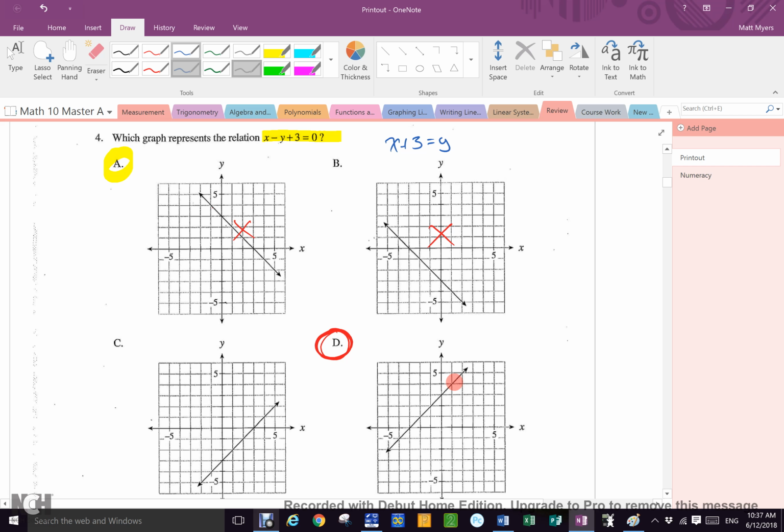X's and y's. What if I pick that point right there? What is that point? That is (1, 4), correct? The 1 represents what letter? X. What could I write there? 1 plus 3 equals. The 4 represents what letter? Y. What could I write right there? 4. Is 1 plus 3 4? Yeah. So it had to be D.